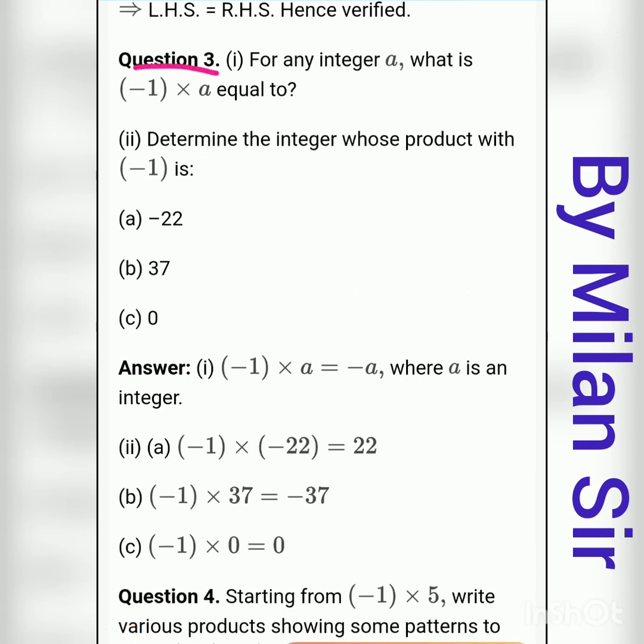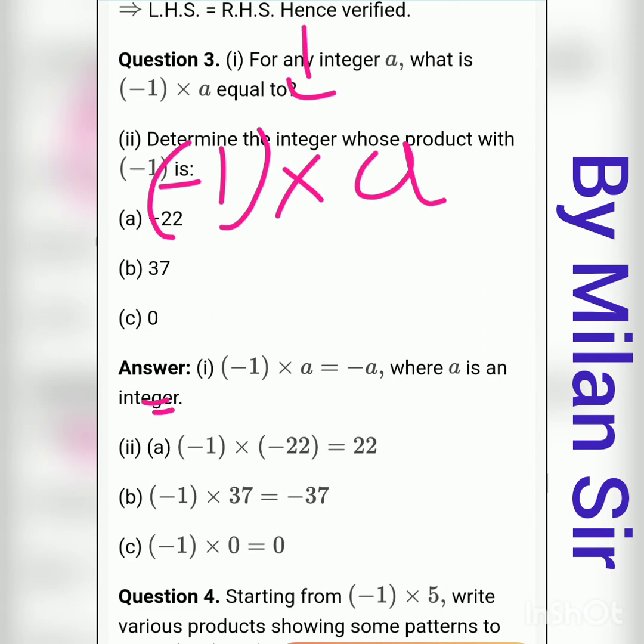First of all, read this question. For any integer a, what is minus 1 multiply a equal to? Okay, a is an integer. We need to find the answer of minus 1 multiply a. Minus 1 multiply a. So here in between we have a multiplication sign, so first of all we need to multiply these two numbers. a multiply 1.